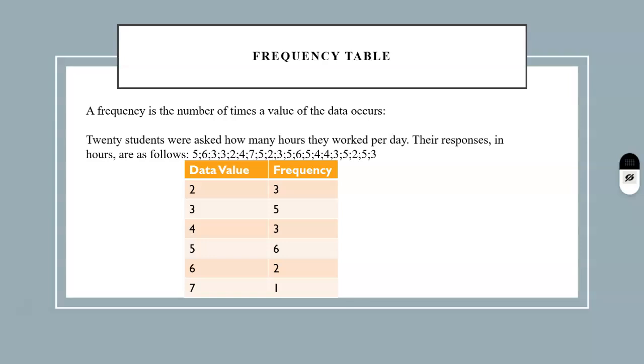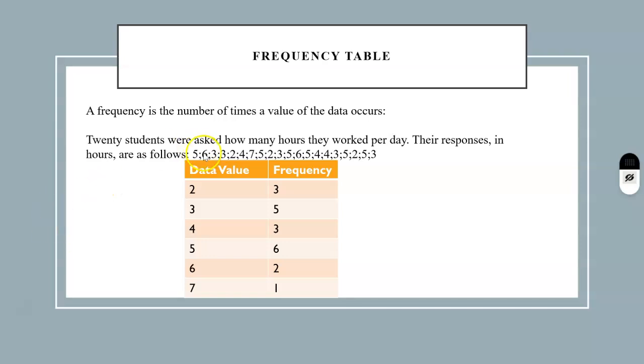So the last section of statistics that we are going to study is frequency. A frequency is the number of times a value of the data occurs. For example, 20 students were asked how many hours they worked per day. Their responses in hours are as follows.